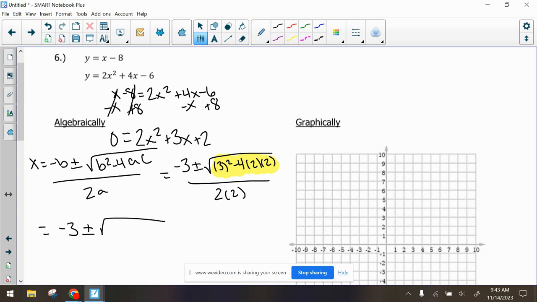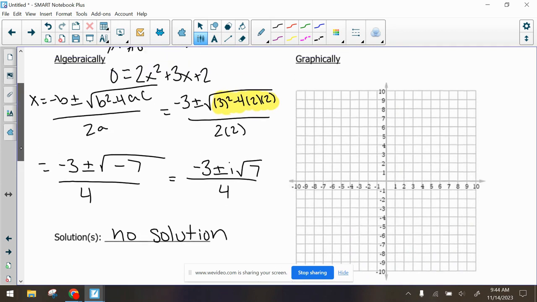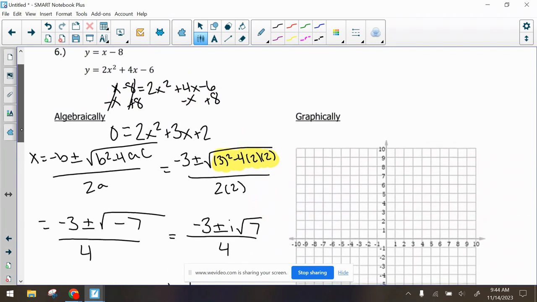So I'm going to type in the discriminant. We get -7 over 4. So in order to prove that this is no solution, I have to show that there's an i in the answer. So this is going to be -3 plus or minus i root 7 over 4. The negative underneath the radical comes out as an i, and that would prove that this is no solution. So now when I go back and do this graphically, that should be shown as well.